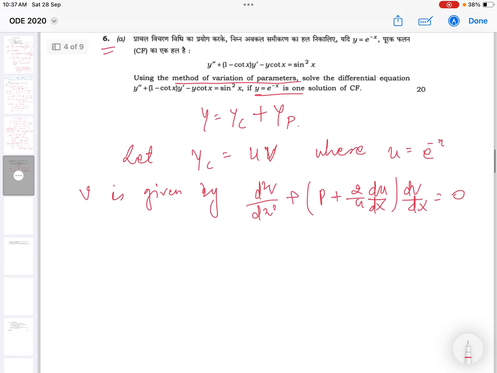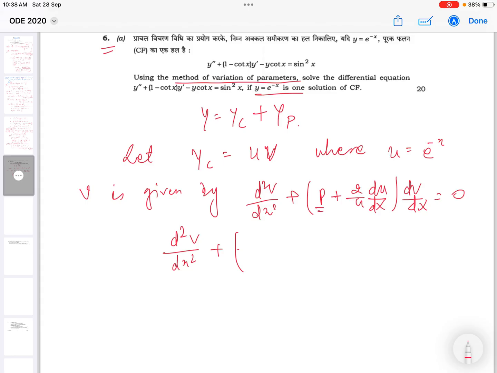Yeah, I think it is all right. What we'll be doing, d2v by dx square plus p is nothing but this term. You should be careful while taking up p here. You need to make this equation into a standard form. Here it is given in standard form. Many times this equation is not in the standard form. First task would be to make this in a standard form and then solve.